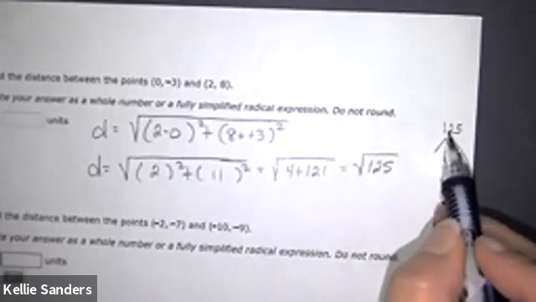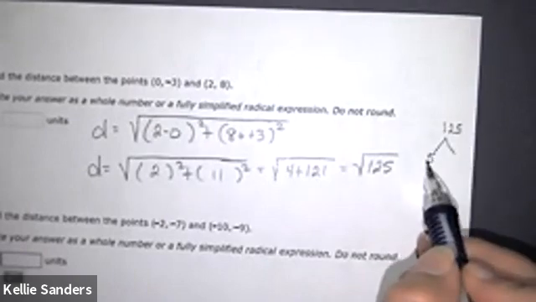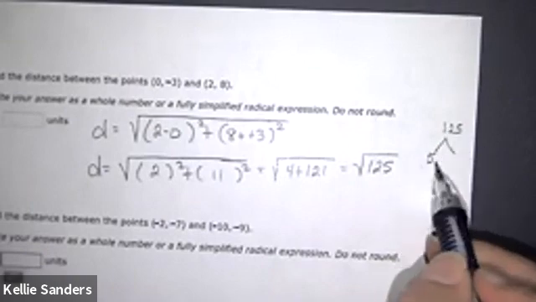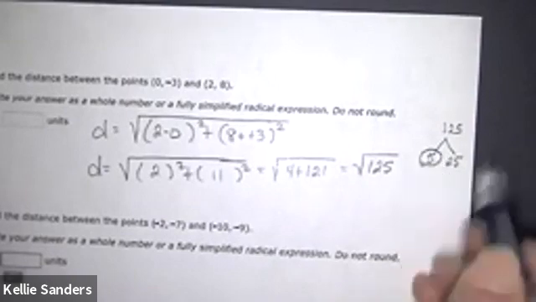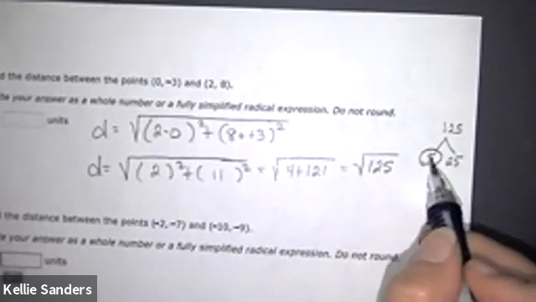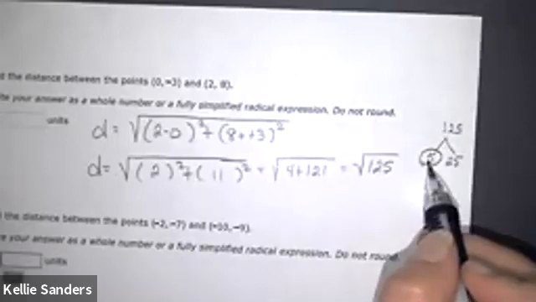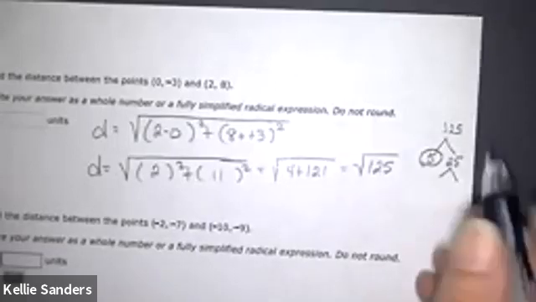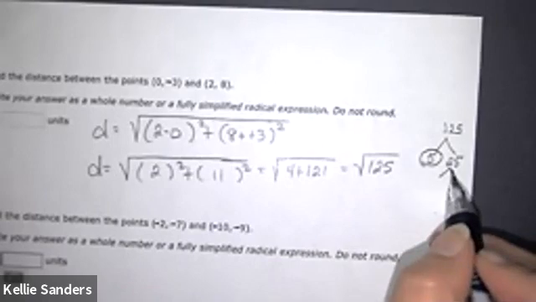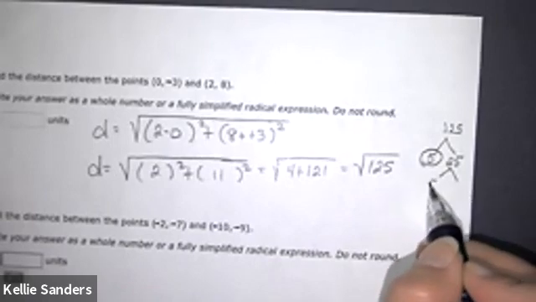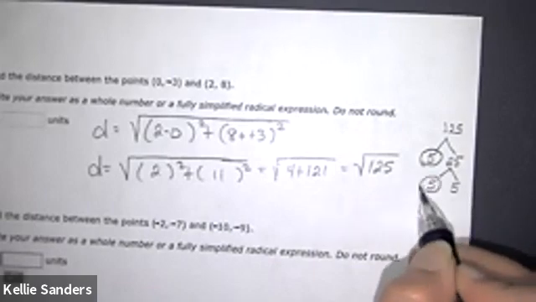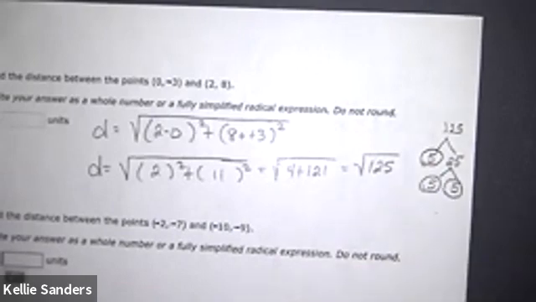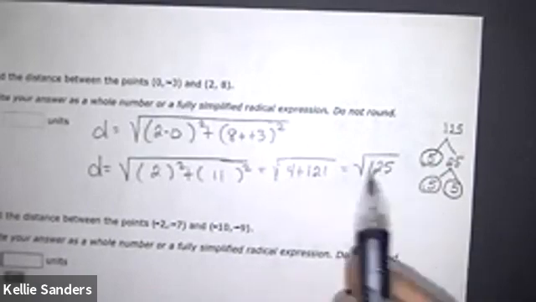What goes into 125? 5 does. How many times? Well, 125 divided by 5 is 25. 5 is prime, so I'm going to circle it. 25 is not prime, so it has to be broken down even more. What goes into 25? 5 does. How many times? 5 times. 5 is prime, so I circle it. 5 is prime, and so I circle it. Okay, not too bad. I've seen a lot worse.